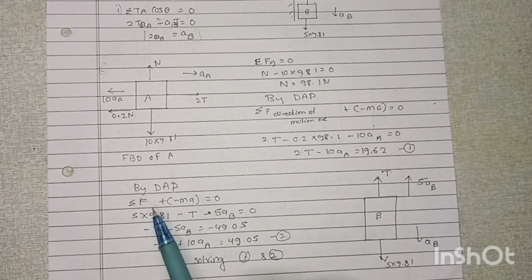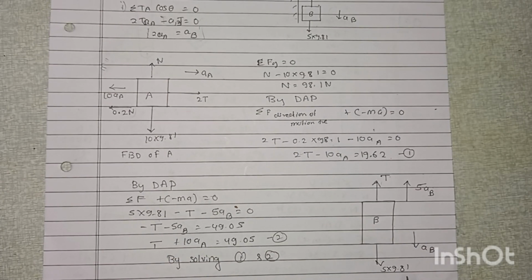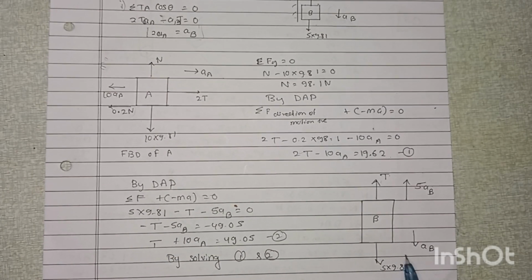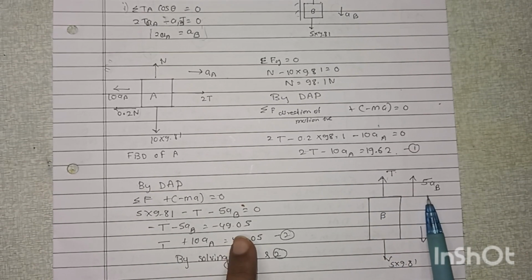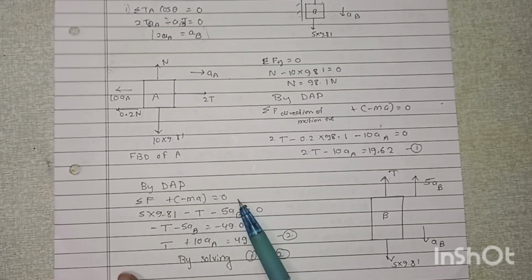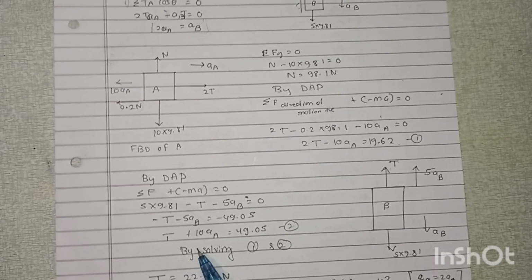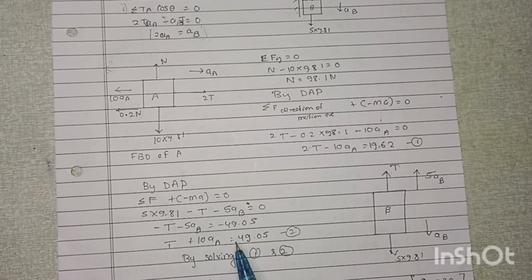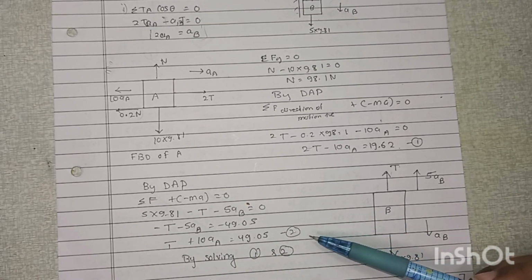So see over here, summation of F in the direction of motion is positive, plus minus ma is equal to 0. So what is the force? This is a force in the downward direction, but we take it positive because this is in the direction of motion, minus tension minus inertia. Okay, so now you have to separate out like T minus 5 AB and multiply it and send it over there. So what your final equation will become is T plus 10A is equal to 49.05. Okay, so this is your equation number 2.